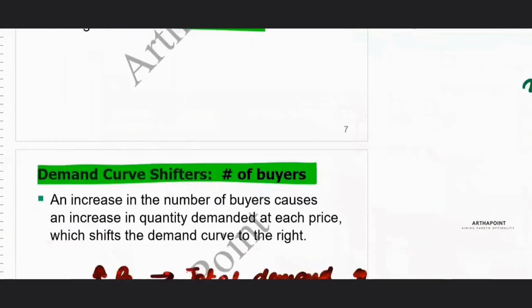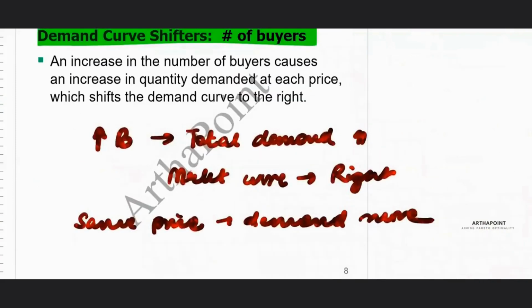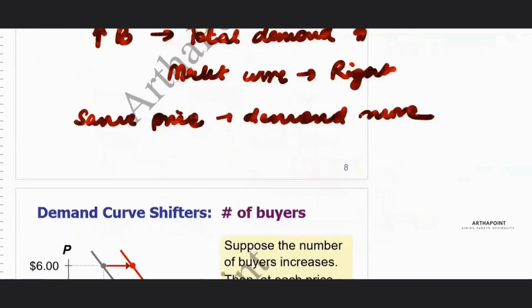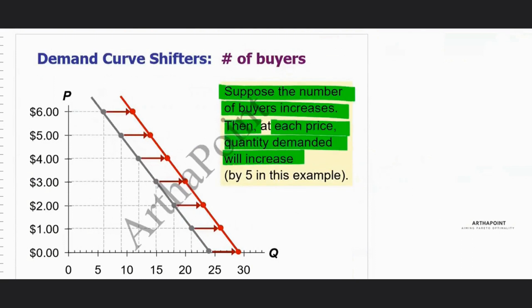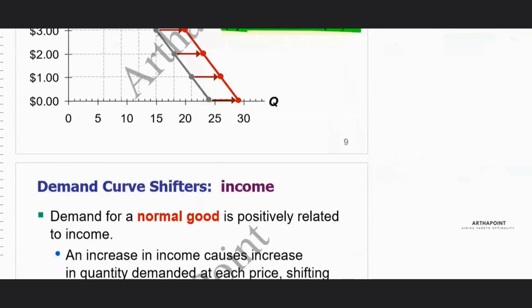So basically, when the number of buyers increases, there is one more person who is going to demand your product. If one more individual demands your product, the demand is going to increase. Suppose the number of buyers increase, at each price, quantity demanded will increase. So the demand curve will shift to the right.